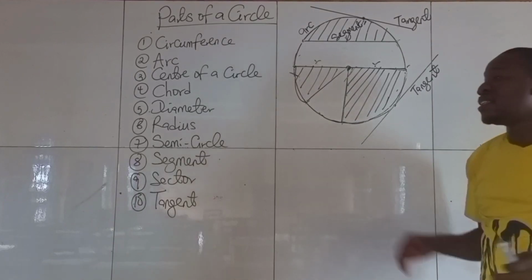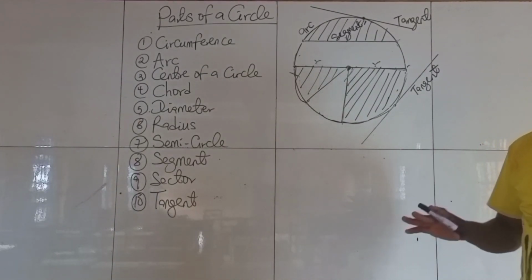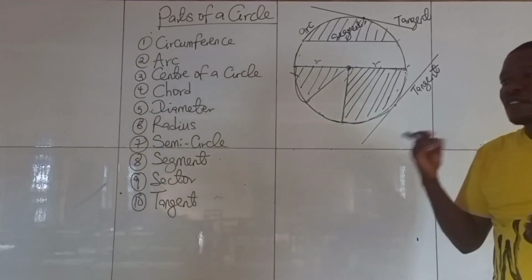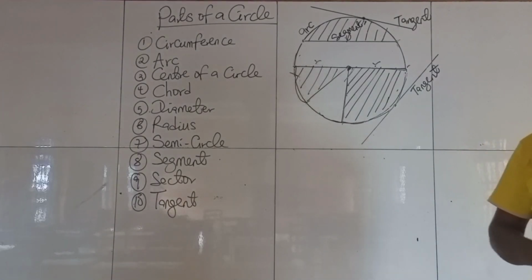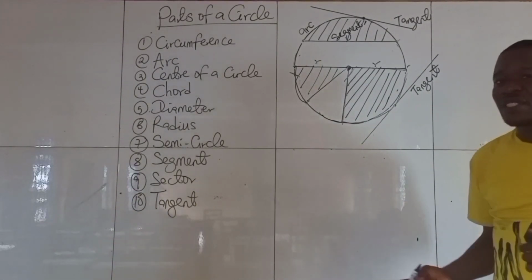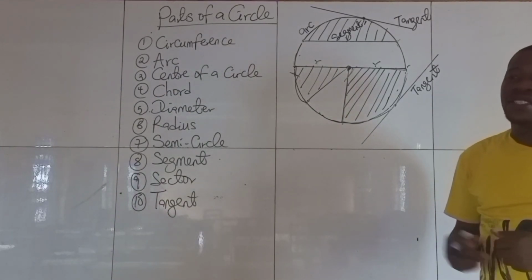So these are the basic parts of a circle, and I need you to study this very well, have them at your fingertips, and in our subsequent videos, we'll start looking at the theorems one after the other so that when I mention a chord, you know what I'm talking about. When I mention a tangent, you know what I'm talking about. When I mention an arc, you know what I'm talking about. So this is very important.